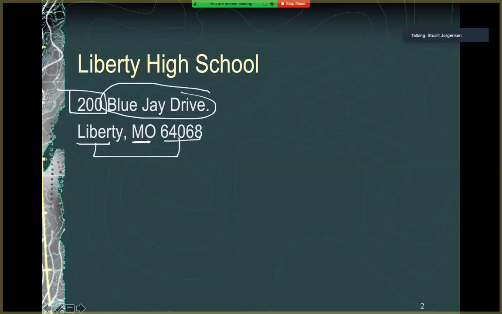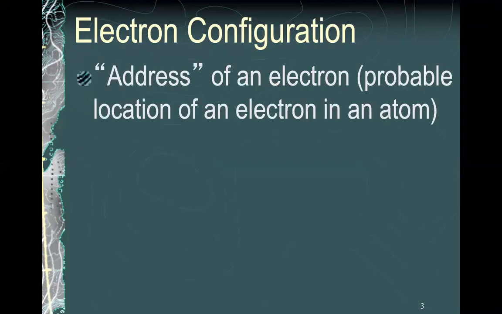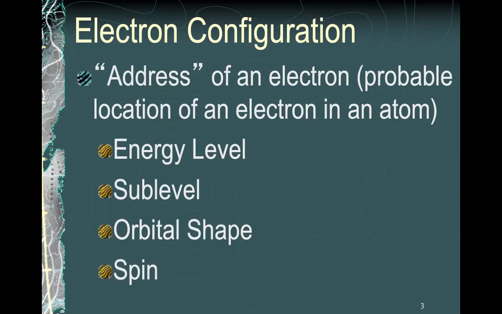And just like there are 4 parts to our address, there are also 4 parts to our electron address. We're talking about our most probable location to find our electron. This is all based on charges. We know those electrons are negative and they're attracted to the positive protons, so we're going to try to put them as close to the protons as we can without getting them around other electrons. Our 4 parts are going to be the energy level, the sublevel, the orbital, and the spin.